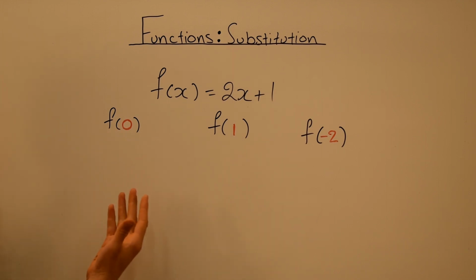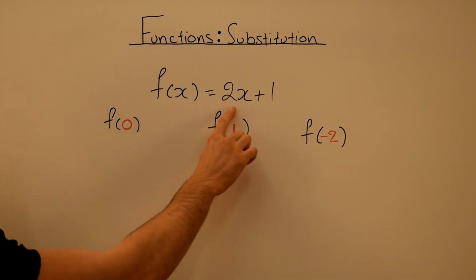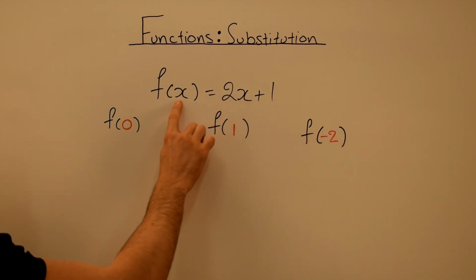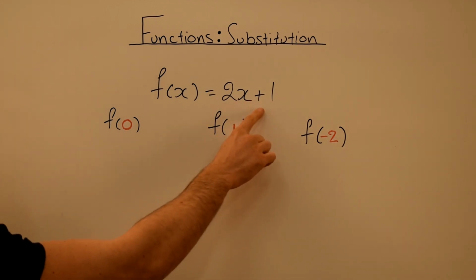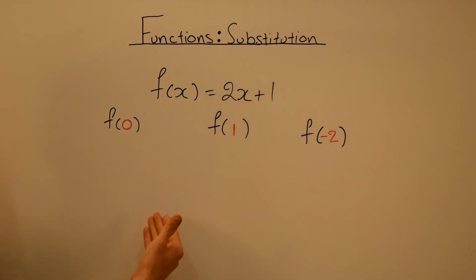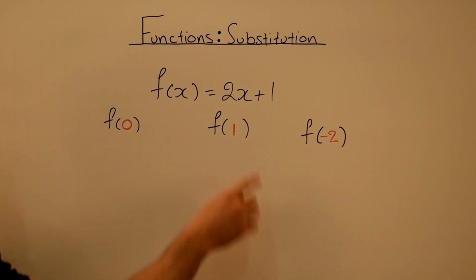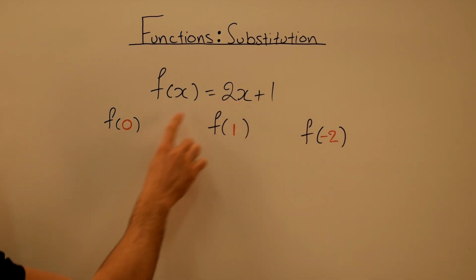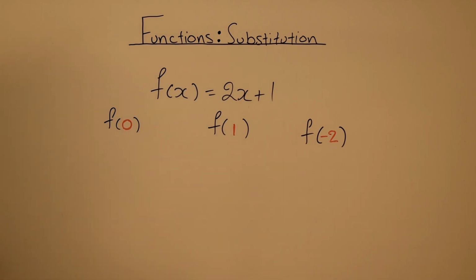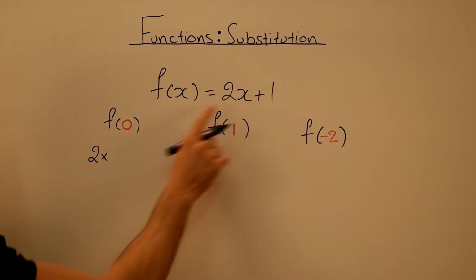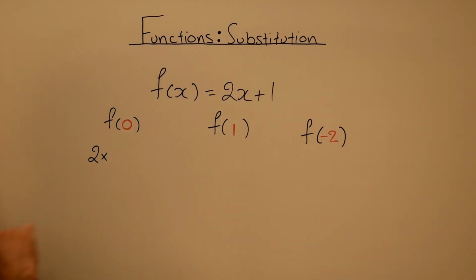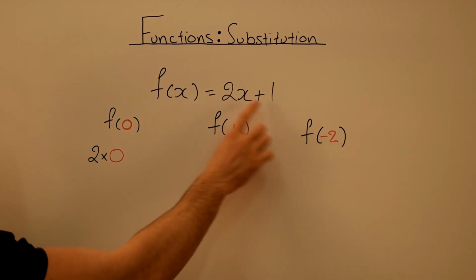In order to answer this question, all we have to do is go back to the function, which is f of x equals 2x plus 1, and replace x with 0. 2x plus 1 really means 2 times x plus 1. And instead of 2 times x, we will now have 2 times 0. So we'll simply write down 2 times 0, and then we have a plus 1 in the end.